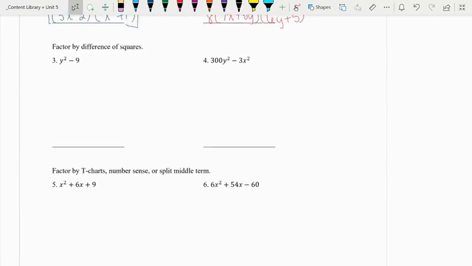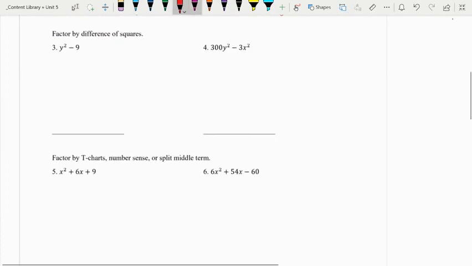Now we're going to factor by difference of squares. So in this case, we just have to make sure that it's the difference, which means subtraction, and then everything in there needs to be a perfect square. So 4, 9, 16, and so on. And number 3, y squared and 9 are both squares. So all we have to do is square root them, so we get y and 3. And we're going to write it twice. One's a plus, one's a minus. Doesn't matter what order.